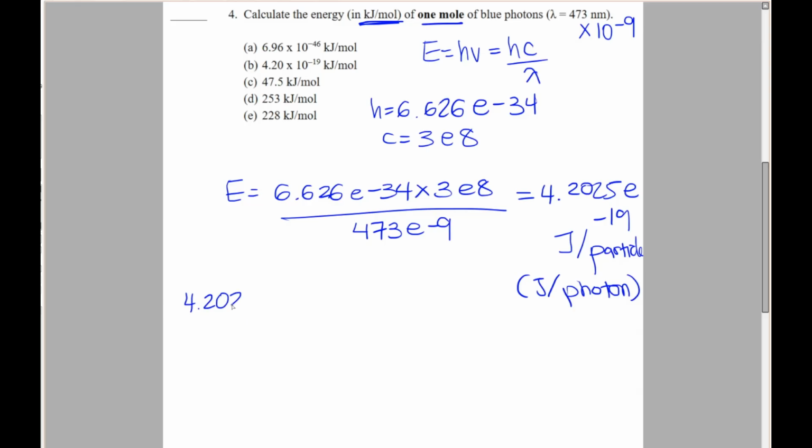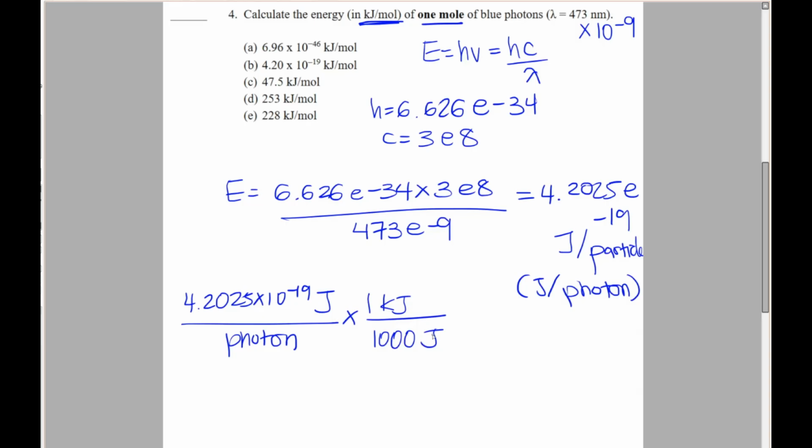So 4.2025 times 10 to the negative 19 joules per photon, or technically it could just be any particle, but for this question in particular, we're dealing with photons. And the conversion rate for kilojoules to joules, or vice versa, there are 1,000 joules in 1 kilojoule, so we can write that down. And there are 6.022 times 10 to the 23 photons in 1 mole of photons, or particles in 1 mole of particles in general.